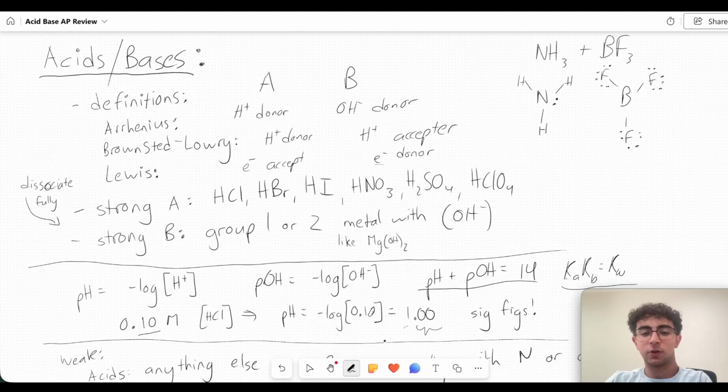Everyone, today we're going to be going over acids and bases for our AP Chem review. One of the harder units for sure. So let's talk about the definitions first of all. This column's for acids, this column's for bases.